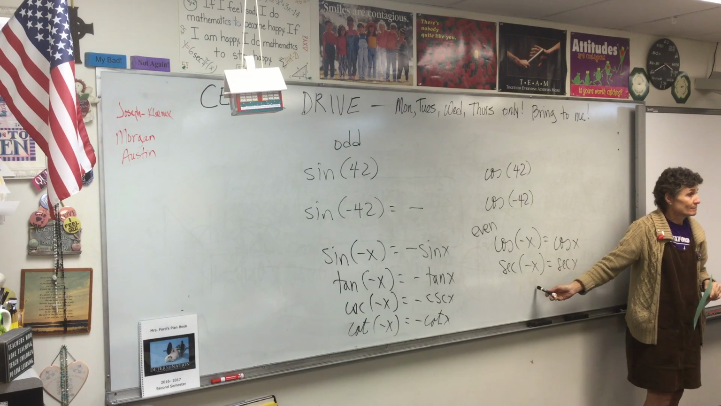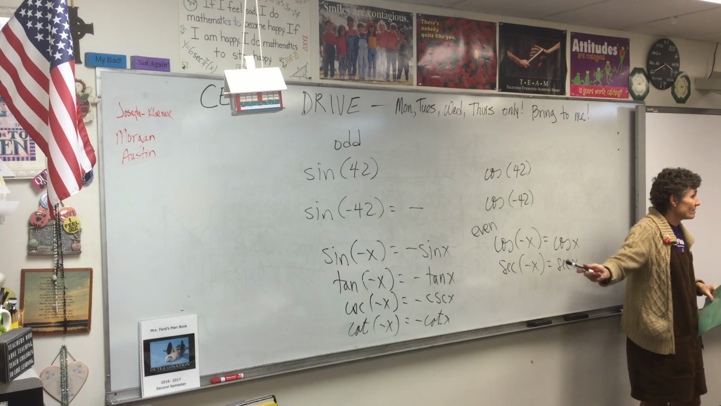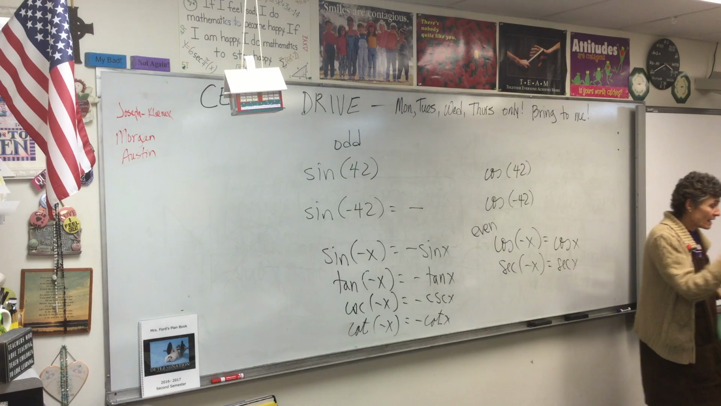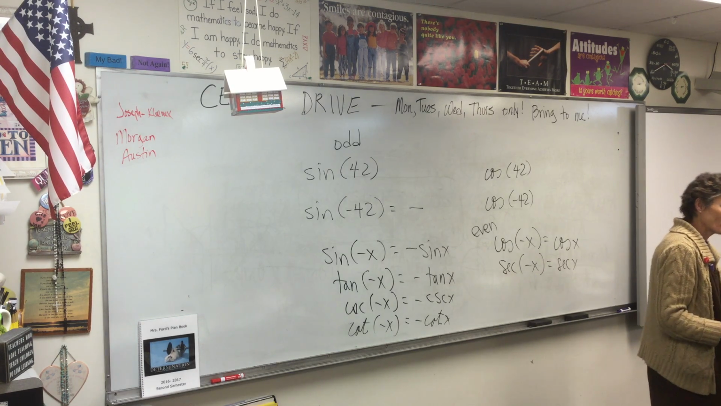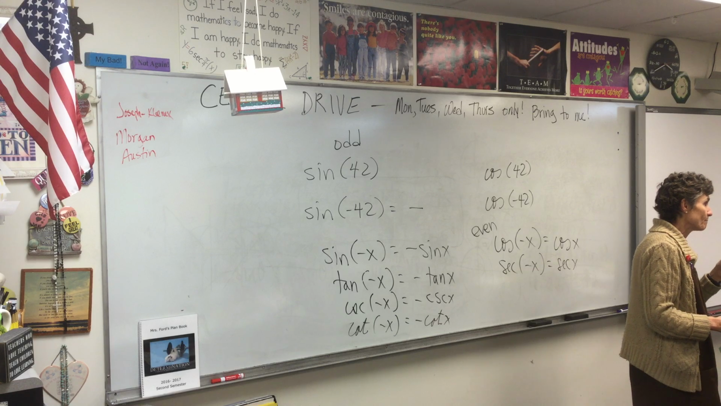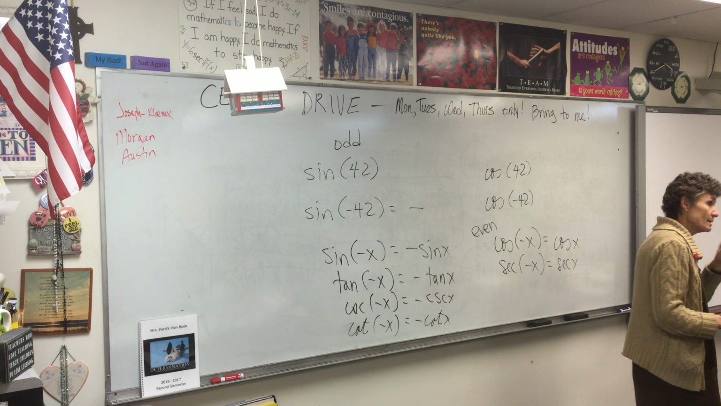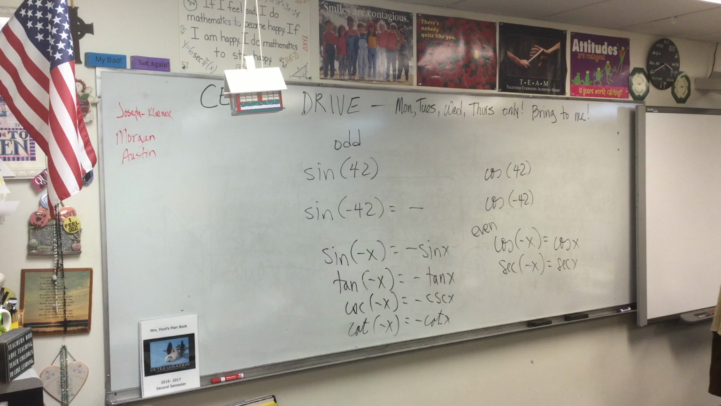Even odd. Every single one of these functions, if you put a negative in, you get a negative out, except for cosine and secant. So kind of remember that, and you don't have to remember every single line. Okay? Now, let's look at what we're going to be doing with these.